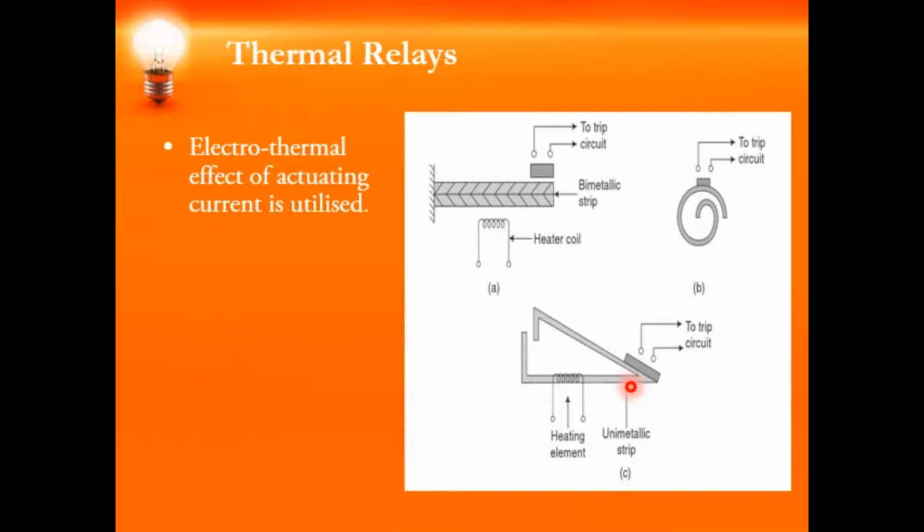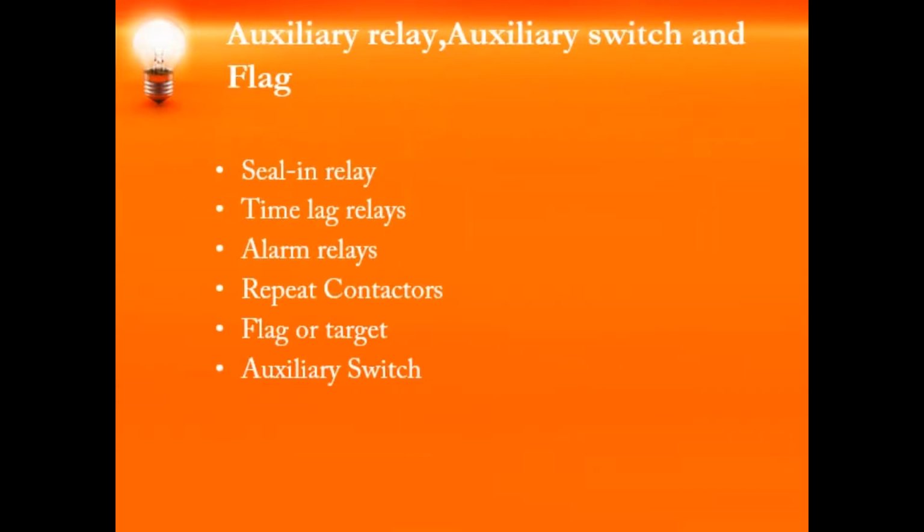Next we'll see the auxiliary relays, auxiliary switch and the flag. We have an auxiliary relay. Why is an auxiliary relay required? Whenever we have an additional relay in addition to the main protective relay, we call that an auxiliary relay. That is required for a number of important operations.